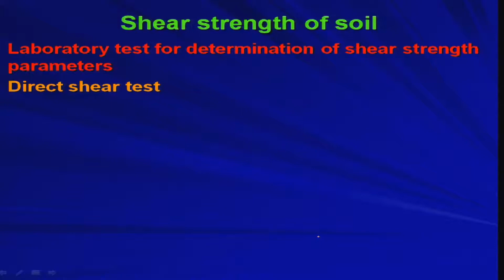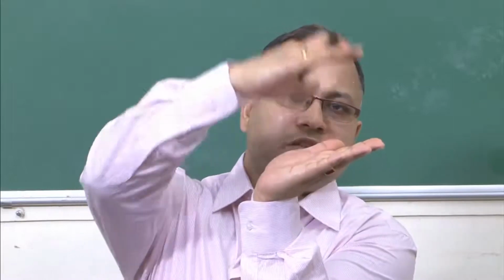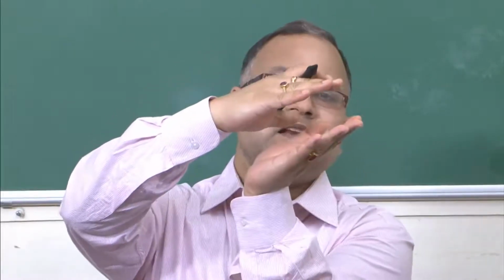Once you establish the failure criteria, now the laboratory test for determination of shear strength parameters. First, we will discuss the direct shear test. What do we do here? Basically you will have two halves, the top half and the bottom half of the shear box. This is known as the shear box. You will fill the sand in that particular mold, which has two halves, the top half and the bottom half.